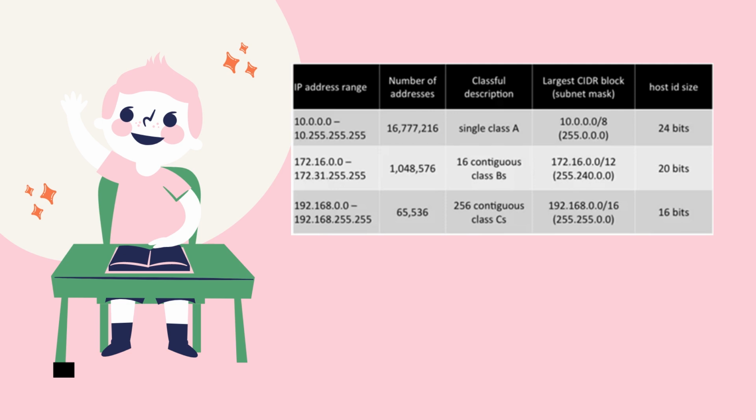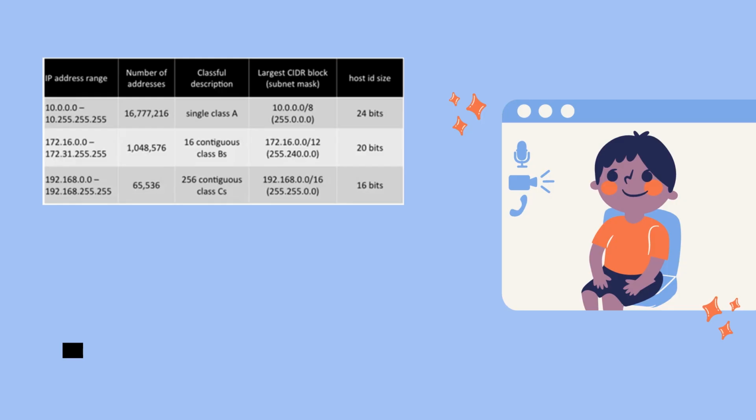RFC 1918 was created because we were going to run out of addresses as more and more people were being connected to the internet. This allows us to create our own private addresses inside of our organization. We can assign IP addresses inside our local networks in the ranges shown in the illustration.